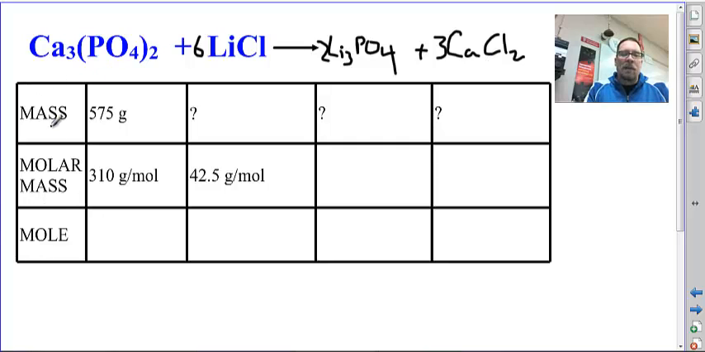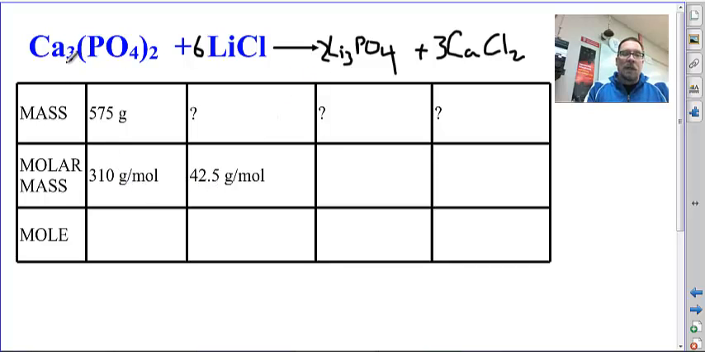And here's how I set up my stoichiometry. I put a grid together. I have one line that's mass, one that's molar mass, and one that's moles. And I fill out, say from a word problem, everything I know. In this problem, we're going to start with 575 grams of calcium phosphate. And from that, we're going to calculate the grams of every other substance here. So how much lithium chloride would I need to mix with that, and how much of each product would I get?